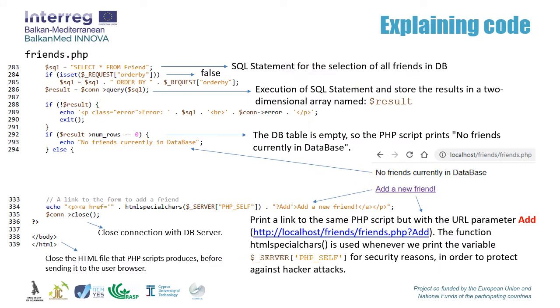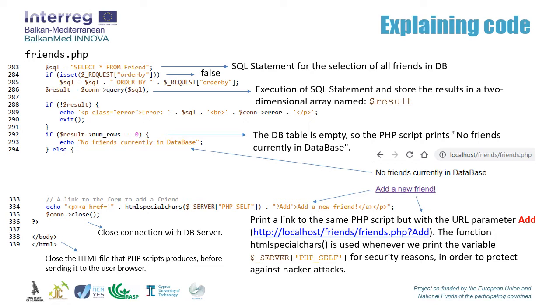In line 283, the SQL statement for the selection of all friends in the DB is stored into a string. In line 286, this statement is executed on the DB server and the results are stored in a two-dimensional array named $result. At the moment, the DB table is empty, so the PHP script in line 293 just prints, "No friends currently in database."